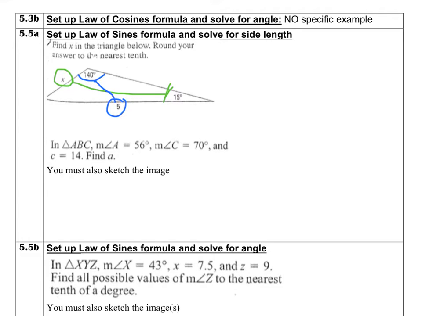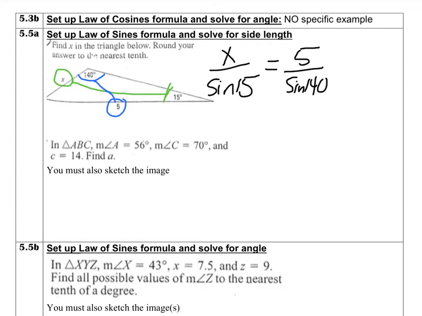Now law of sines, you can put the angles on the top or the sides. Since the side is unknown, I'm going to put the side on the top. So let's do x over the sine of the angle value, so the sine of 15. That's going to be equal to 5 over the sine of 140. Do not forget to put the word sine here, it's very important.